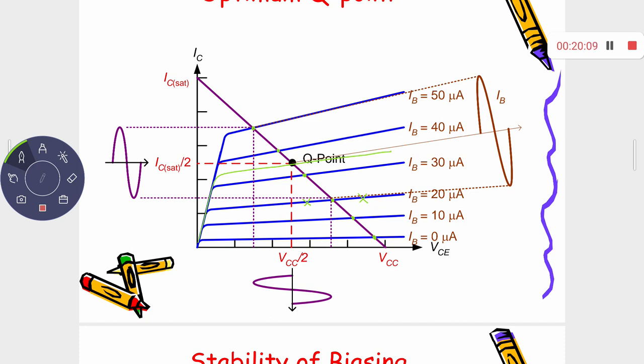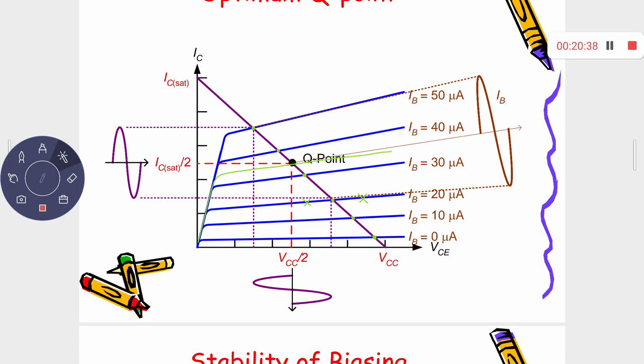So for a particular base current, suppose 10 microampere, 20 microampere, you have one curve, and that curve intersects with this straight line at this particular point. So you can have so many possibilities, either this one, or this one, or this one. And accordingly, you have to select which one is to be your optimum Q point.